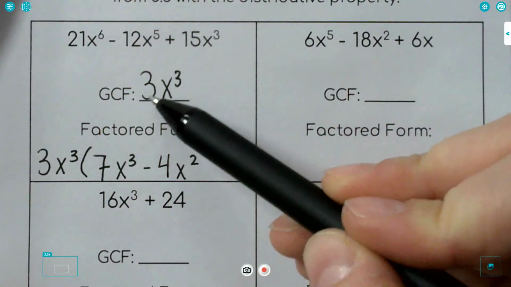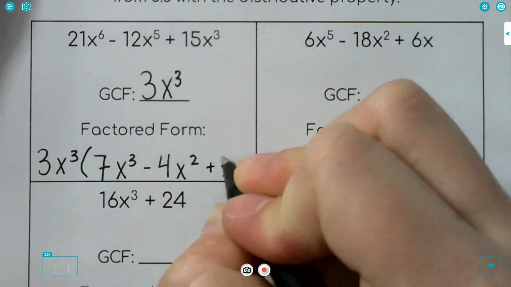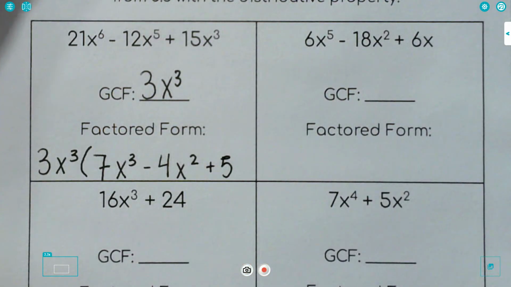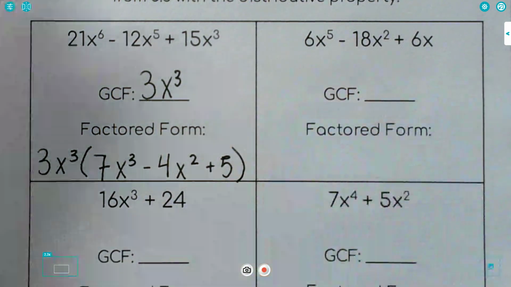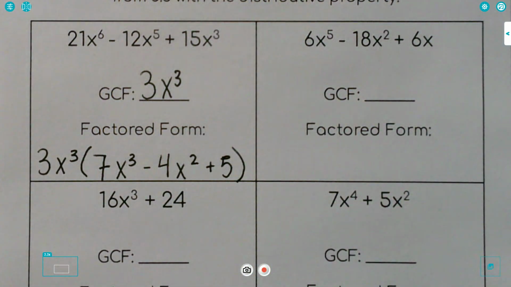15 divided by 3 is 5. Since it's plus, we put plus. And then 3 minus 3 is none. We do not have any x's left. So all of the x's have been factored out. Okay. Any questions about that first one?